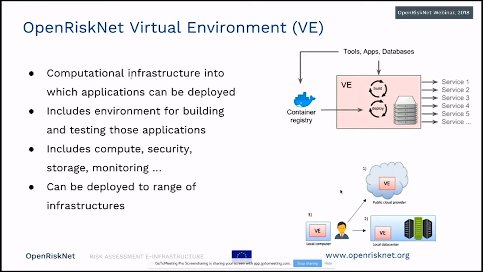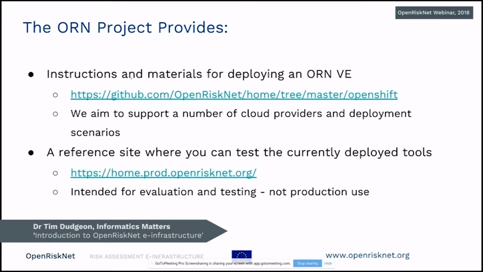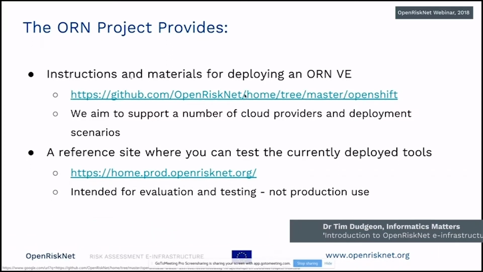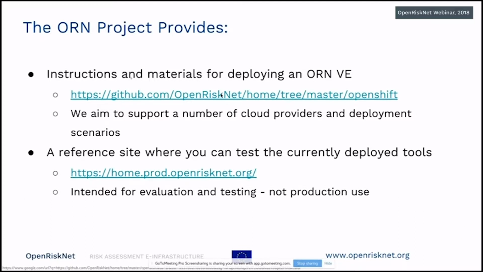And so what we provide as part of the project, and we're just over halfway through at the moment, are instructions and materials for deploying an OpenRiskNet virtual environment. All of those instructions and the materials you need to do this are contained in our GitHub repository. The link is there. And we aim over time to support a number of cloud providers and a number of different deployment scenarios. So standard availability, high availability, and things like that to meet different needs.